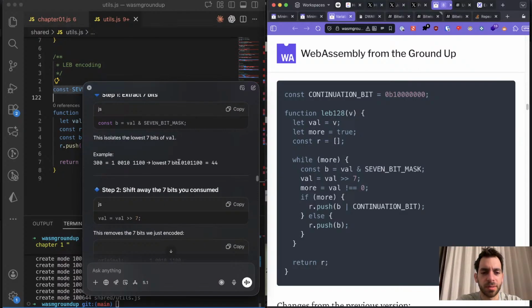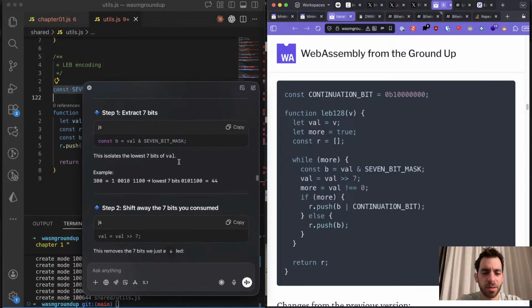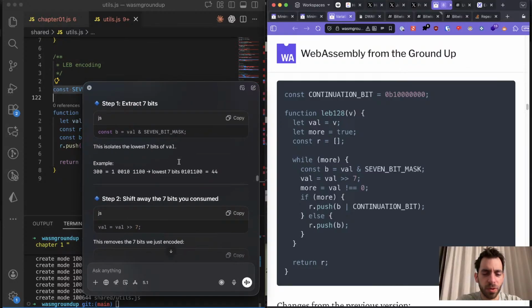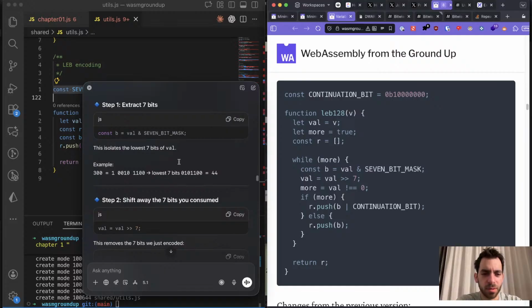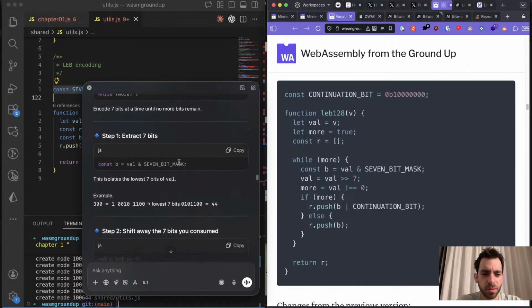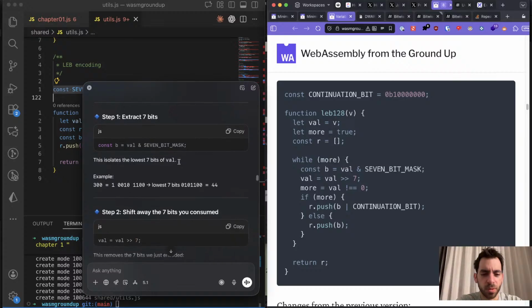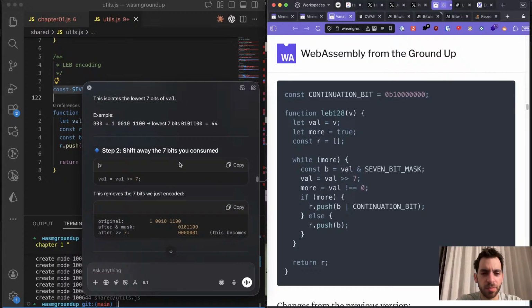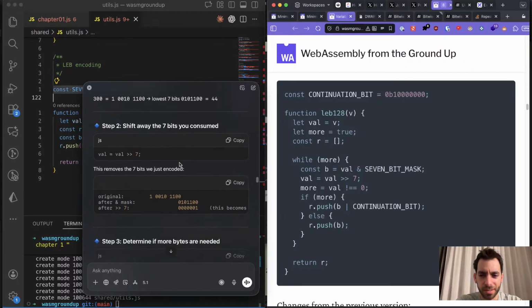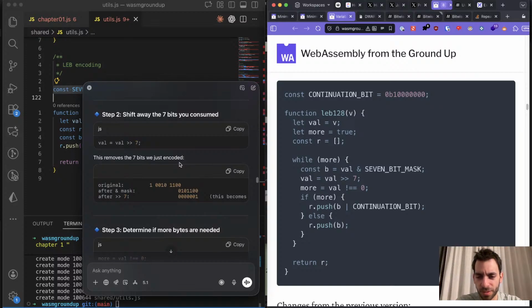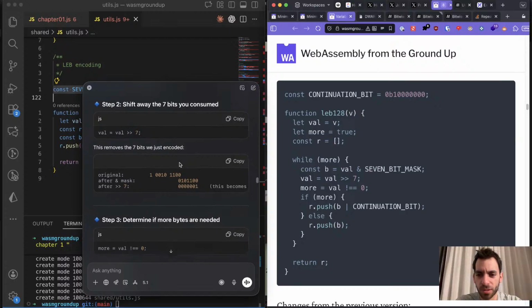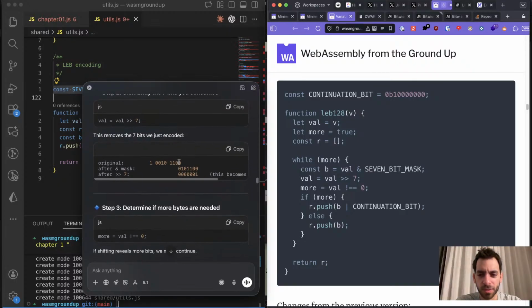This isolates the lowest 7 bits of val. Example, 300. Okay, lowest 7 bits, 44. Okay, shift away the 7 bits you consume. I understand this. Okay, you shift away. Here we go, adios. This removes the 7 bits we just encoded. Now we got more equals val. If it's 0, that means there are no more shifts in here. If more, r.push.